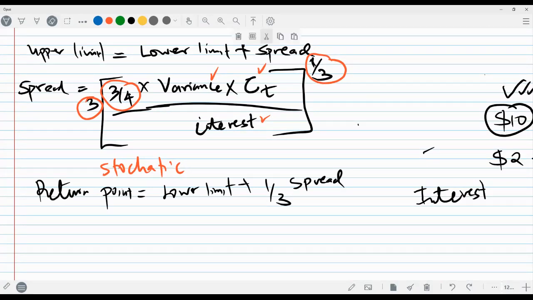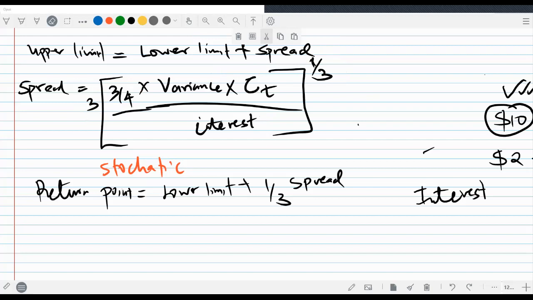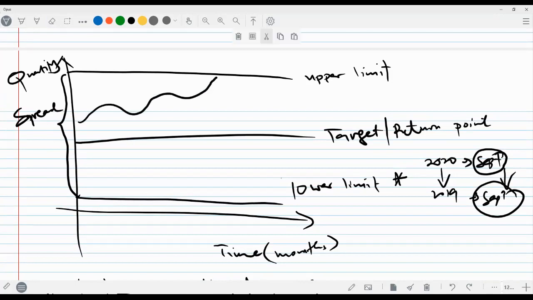Now once you have the return point, you can have the cash balance moving up and down, provided it doesn't go beyond the upper limit and doesn't go below the lower limit. The reality is that cash is going to move up and down. If it is at the upper limit, we need to reduce the cash back to the target point.